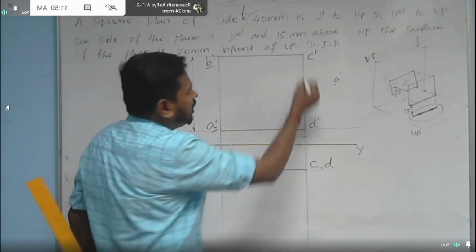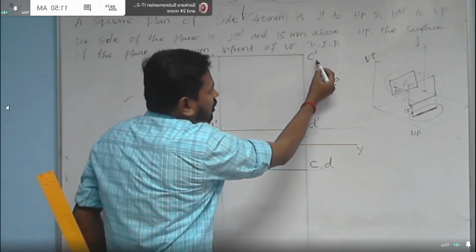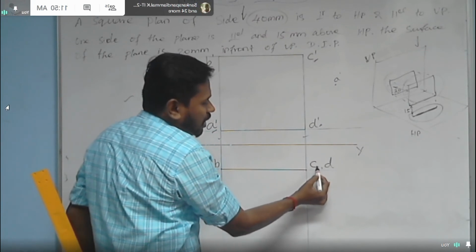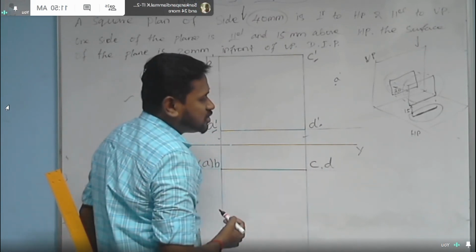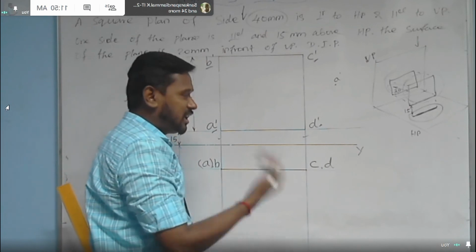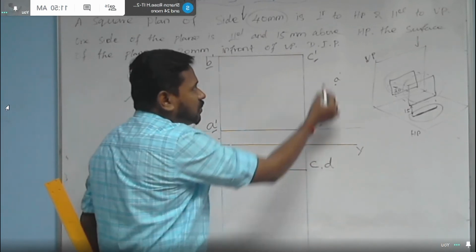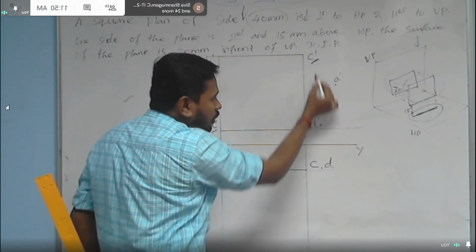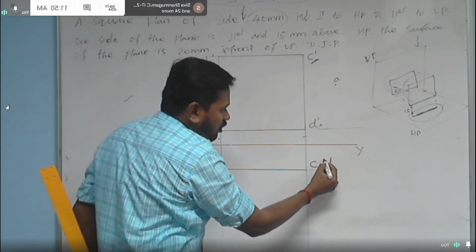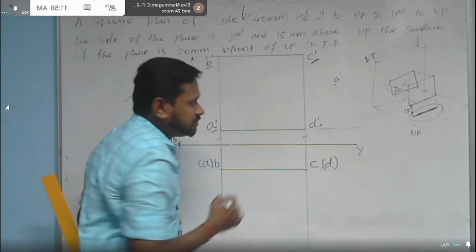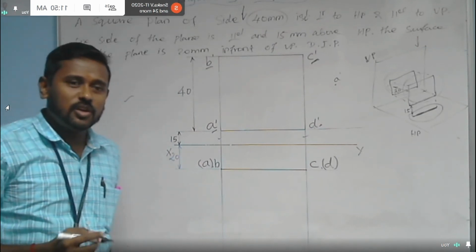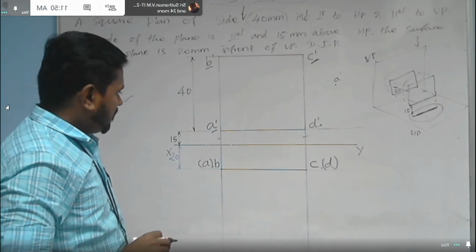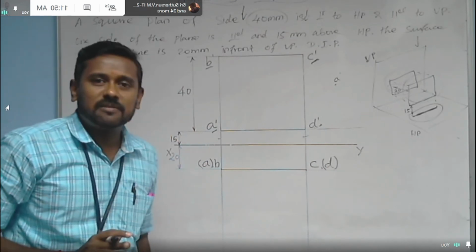In the same way, when you see it from the top, both C and D lie at the same point. So among C and D, which one is visible to your eyes? Which one is hidden? D. Because I am seeing it from the top, C is visible to me, D is just below C. So I need to put a bracket around D. In this way, you need to follow the naming procedure. Okay. So this is nothing but the answer for this question.